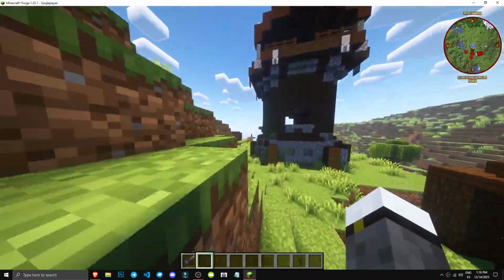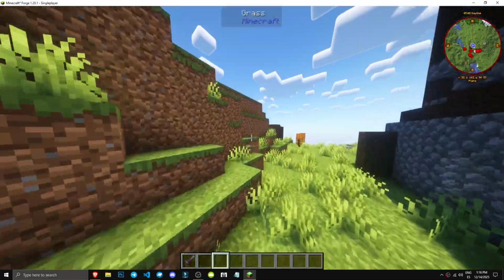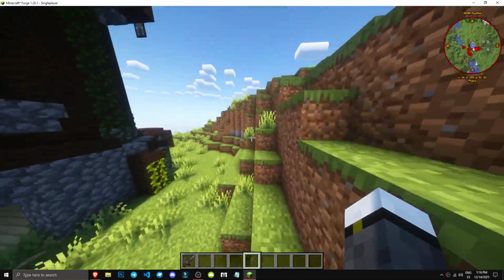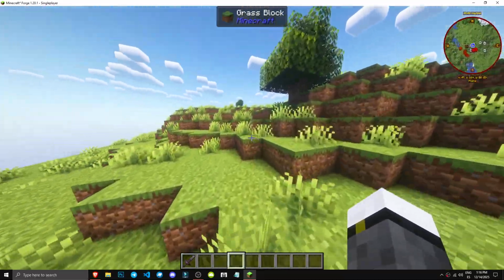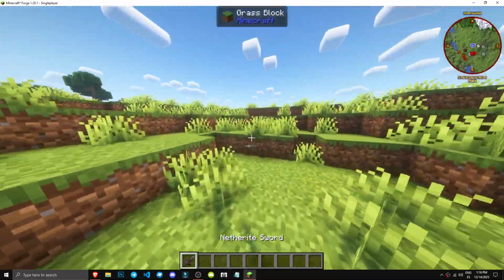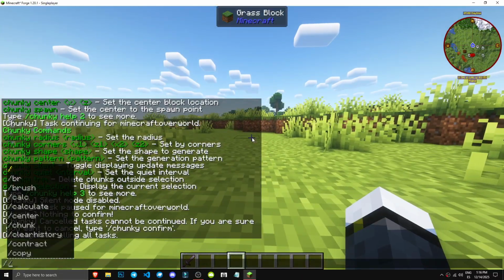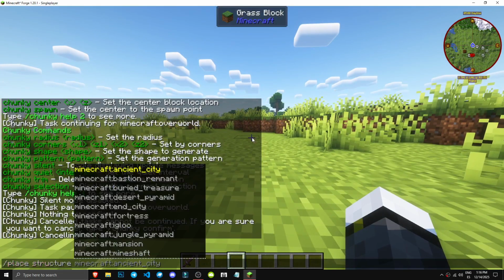But that said, if you're playing Minecraft Vanilla or Minecraft with mods, ensure the necessary structures are generating. For example, in Minecraft Vanilla, we'd need the stronghold, right? So make sure the stronghold is there. And if not, use the /place command, /place structure, and type stronghold.